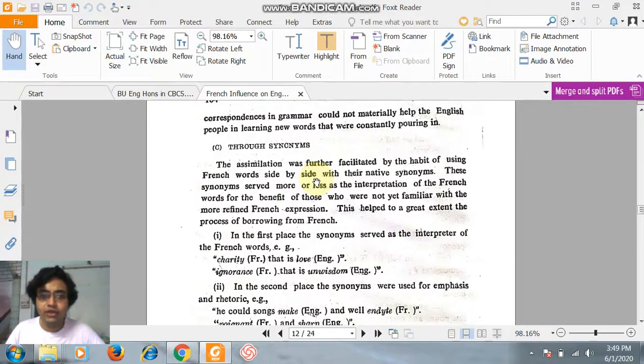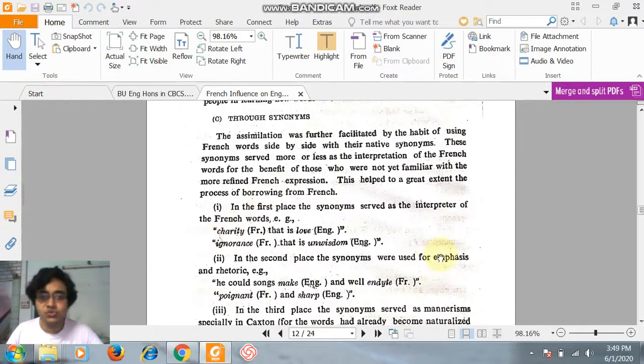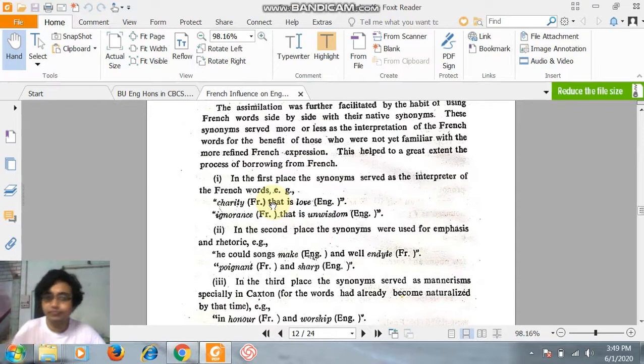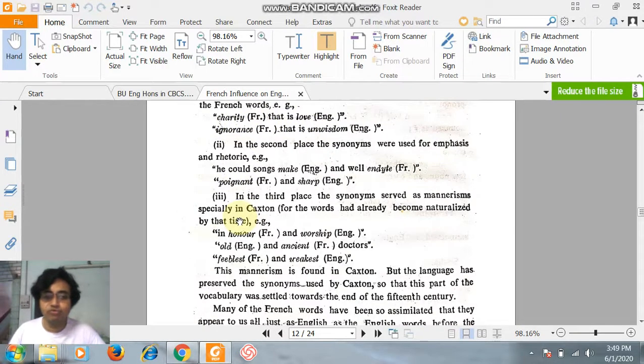In the same way, we can also see that the assimilation was further facilitated by the habit of using French words side by side along with their native synonyms. The synonyms served more or less as the interpretation of the French words for the benefit of those who were not yet familiar with the more refined French expression. This helped to a great extent the process of borrowing from the French. In the first place, the synonym served as the interpreter of the French words. For example, charity is a French word, which in English means love, and ignorance is a French word that means unwisdom in English. So in this way, the words charity and ignorance have been borrowed from the French language.